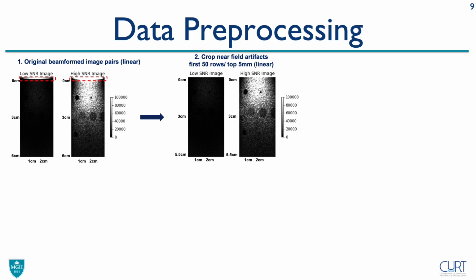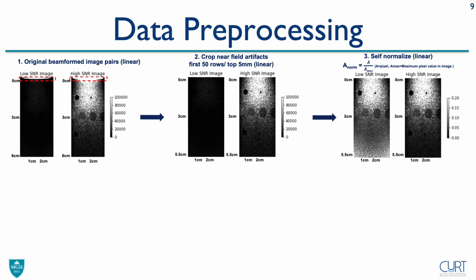Step 2 shows images also on a linear scale, but with the near-field artifacts removed, which corresponded to removing about 50 rows, approximately 5 millimeters of the image. We initially trained the model on these images and found that the model was primarily learning to boost gain, which is a simple problem of linear multiplication rather than to boost signal depth. So we did not stop here.